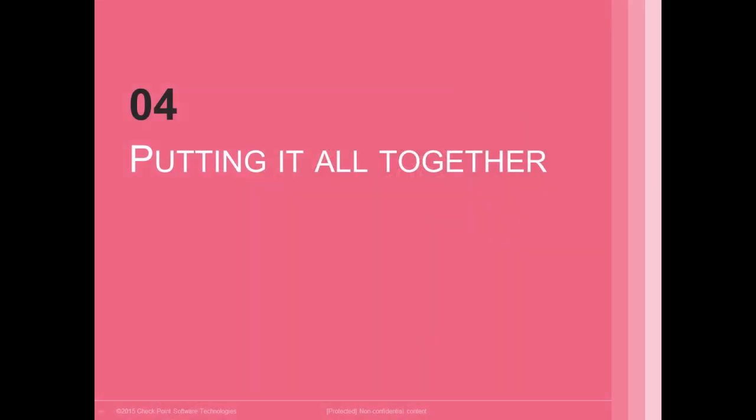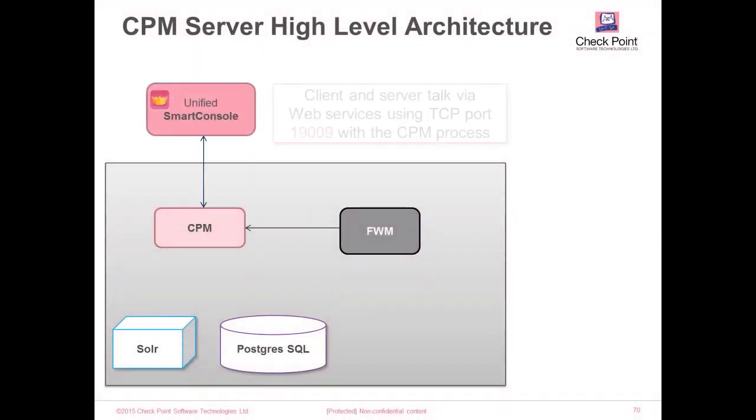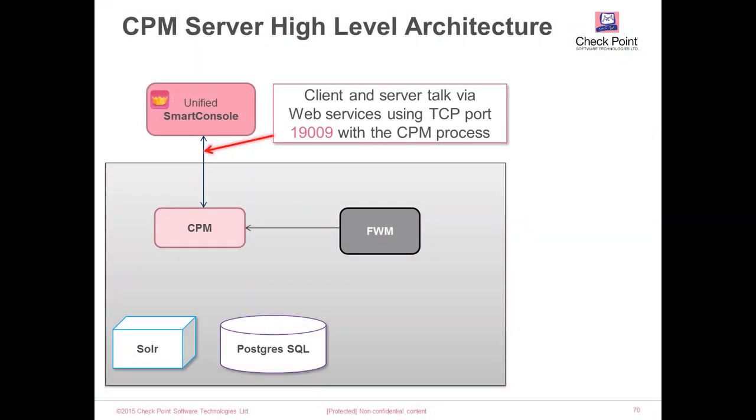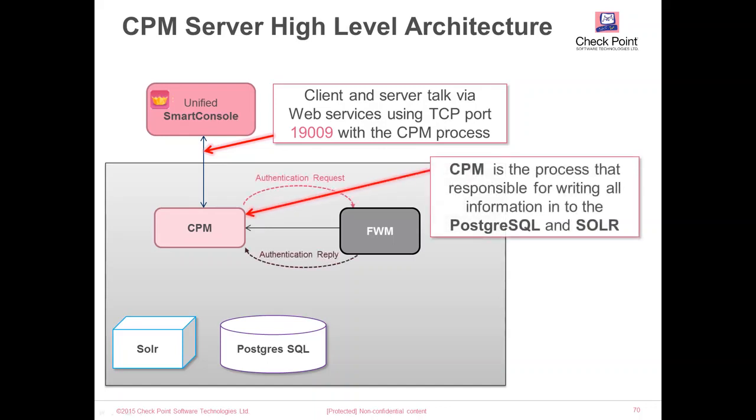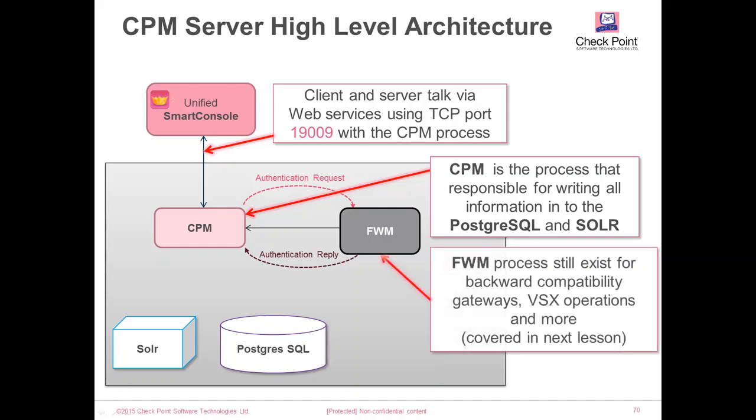So let's put all these different components together. The SmartConsole on the client communicates to the server using TCP port 1909 with the CPM process on the R80 security management server. CPM is a process that is responsible for writing all the information into the PostgreSQL and the Solr database. The CPM process, once the client communicates, will send an authentication request to the FWM process. The FWM process still exists for backward compatibility, gateways, V6 operations, and more. For example, the client-side logic. More about this can be covered in the coming lessons.